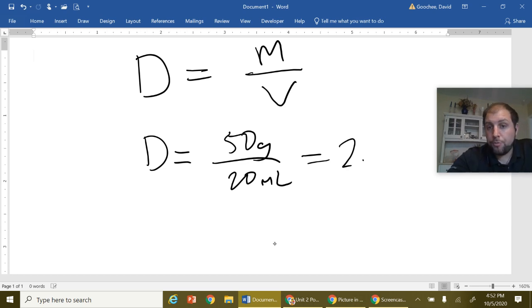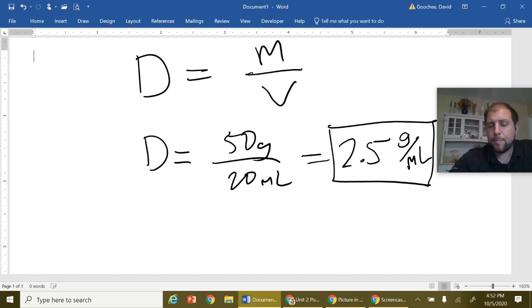is 2.5, and the units are grams per milliliter, because we had gram units on top and milliliter units for volume on the bottom. And that's it. That's how you find density.